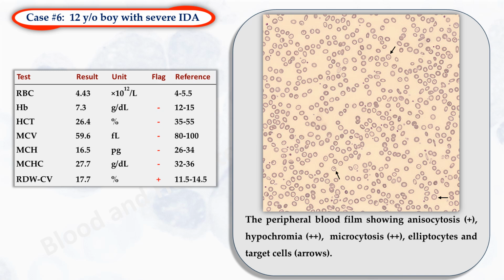Case number 6. A 12-year-old boy with severe iron deficiency anemia. The peripheral blood film showing anisocytosis, hypochromia, microcytosis, elliptocytes, and target cells.